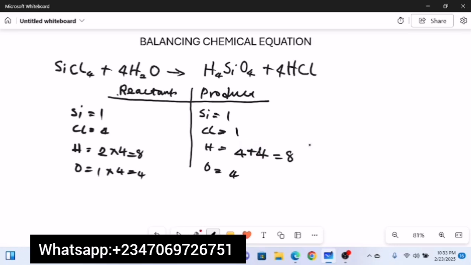So hydrogen is balanced on both sides of the equation, but this 4 now affects this chlorine. Instead of being 1 here, remember chlorine here is 1, it becomes chlorine 1 times 4, which is equal to 4 moles of chlorine. And observe that on the reactant we also have 4 moles of chlorine. Silicon is 1, so it means that the equation is balanced.